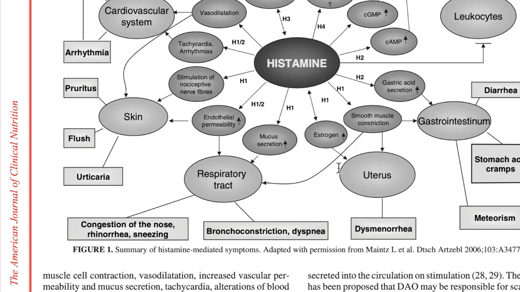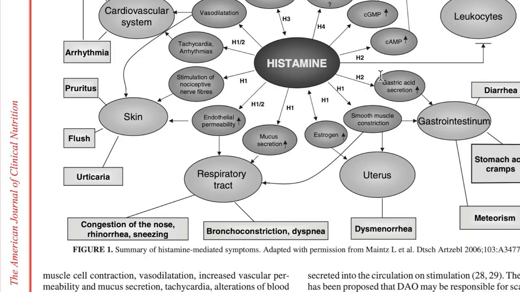Now, histamine also impacts the uterus. It contracts the uterus. So this is smooth muscle constriction. The uterus is smooth muscle, so it constricts the uterus and causes dysmenorrhea, which is pain. Okay, and we can see this smooth muscle also constricts the gut. Okay, this can cause abdominal cramping, stomach aches. It can also cause meteorism, which is basically swelling of the abdomen, which is caused by a buildup of gas in the intestines. It definitely causes diarrhea.